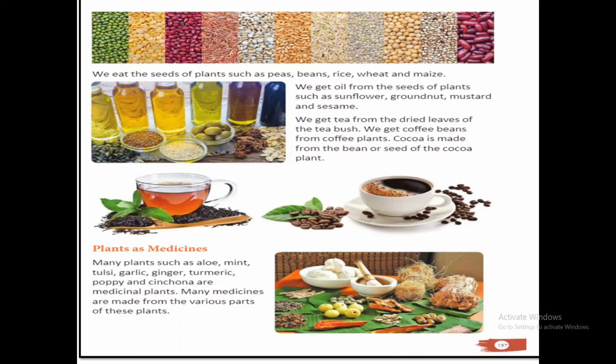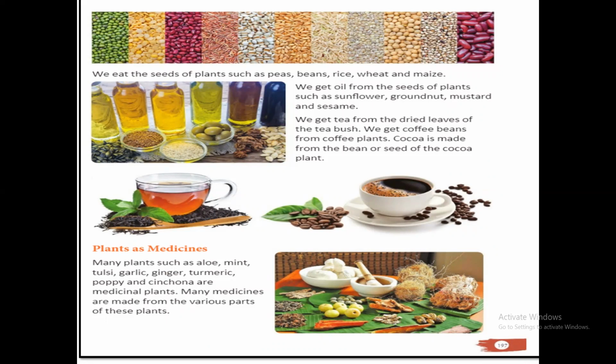Okay, we also get cereals and pulses from the plant. We get edible oil. Edible oil means oil that we can eat, or from which we make the food item. So oils such as sunflower, groundnut, mustard and sesame, they all are food products. Okay, plant products that we get from the plant. We also get tea from the tree leaves. We get coffee from the coffee plant, and we use cocoa for making the chocolate.